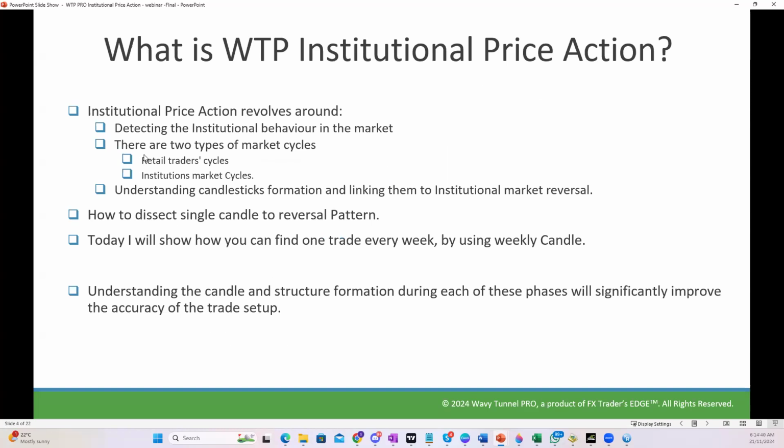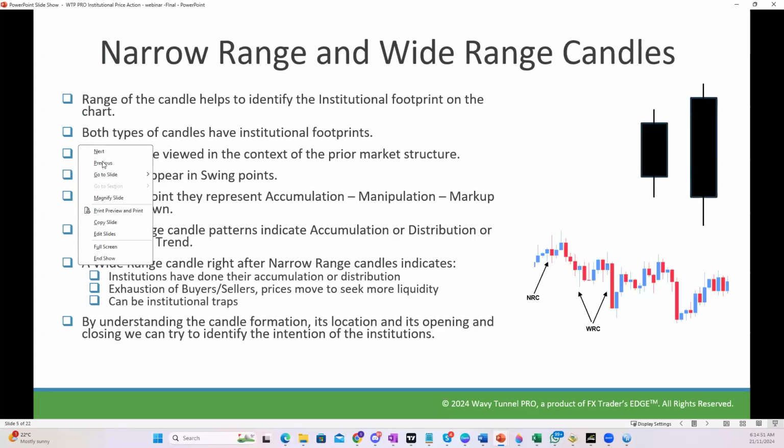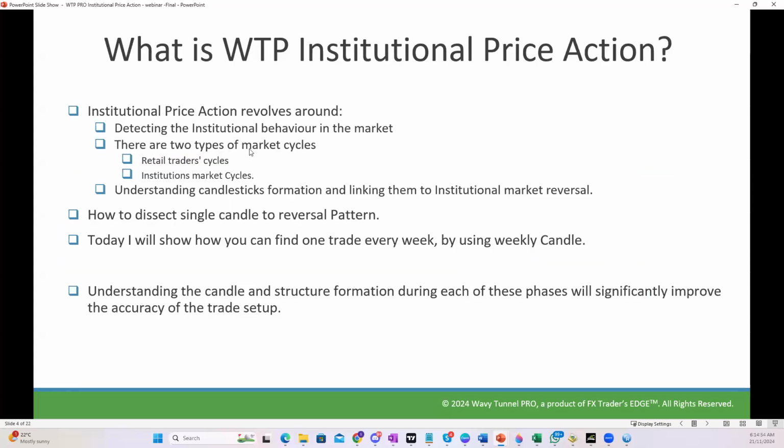As I say here, institutional price action revolves around detecting institutional behavior in the market, and it also helps you to understand the market cycles. There are two market cycles. One is the retail traders' market cycle, which is what we generate and what we try to trade. But there is another market cycle, which is the one institutions use. The institutional market cycle is what we want to know, so we can follow their footprint and try to catch the trade they are making.